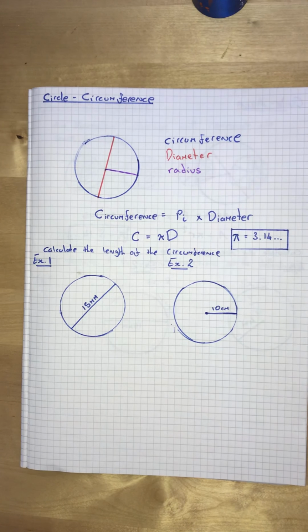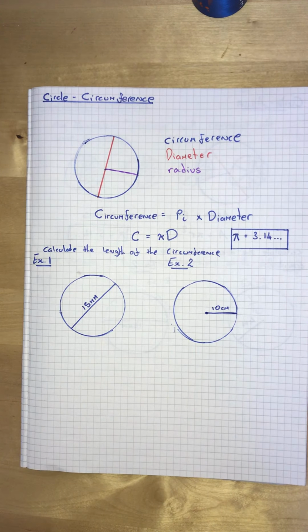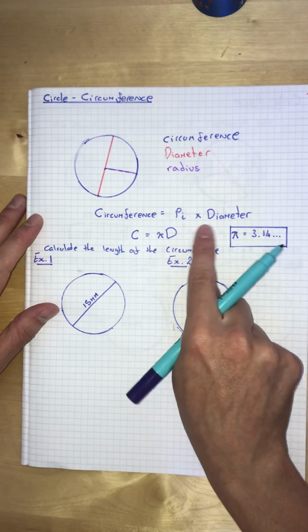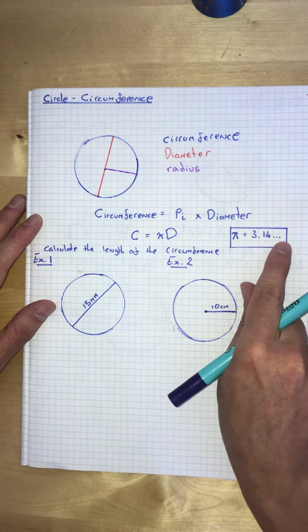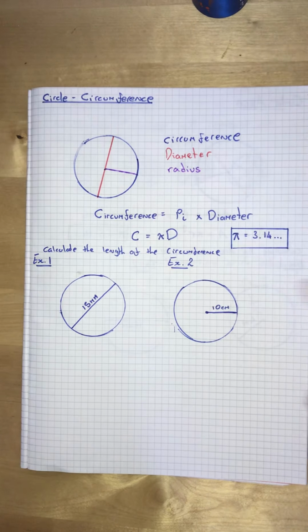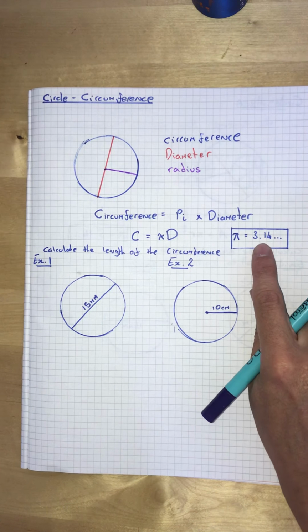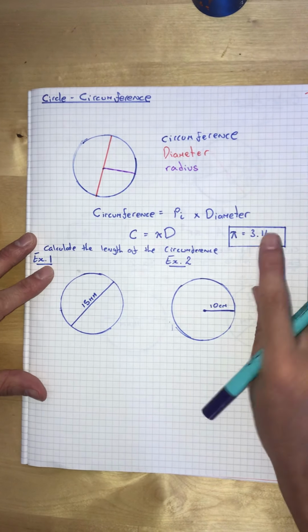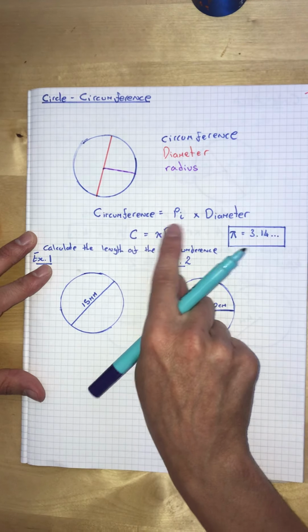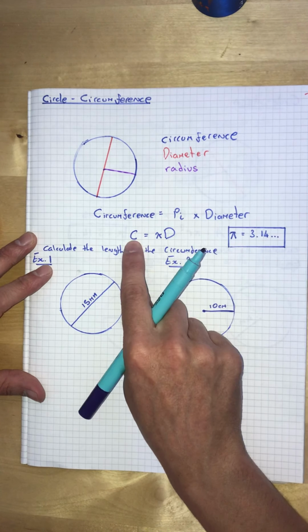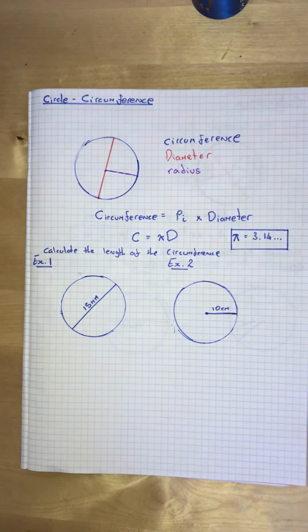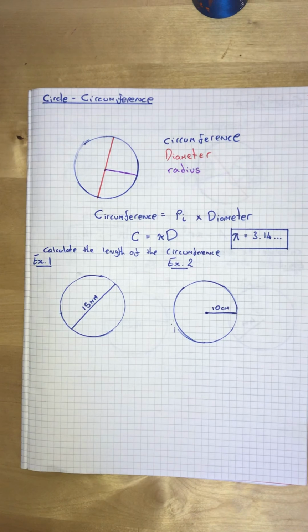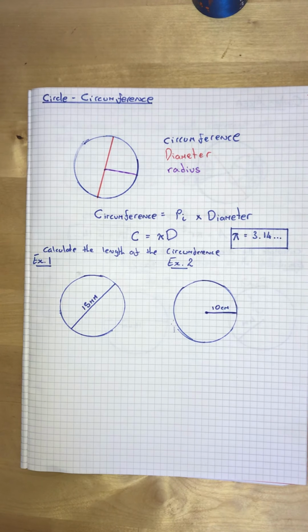And to calculate the circumference of a circle, we're going to use the formula pi times the diameter, where pi is that special number 3.14... where it goes on for infinity, but we're just going to use the number 3.14. And rather than writing out circumference equals pi times diameter, we can do C equals the symbol for pi and then D for diameter. So even though it's complicated at first, we'll be able to do this.